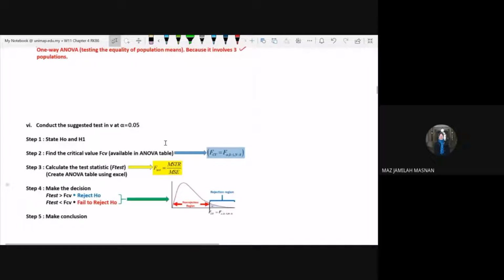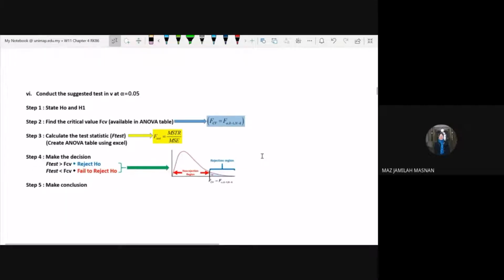And finally, this is the one that I need to go into detail on, since we have not discussed this in the last class. Okay, conduct the suggested test in 5 at alpha 0.05.